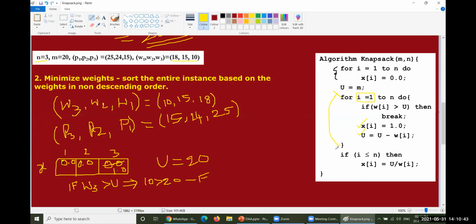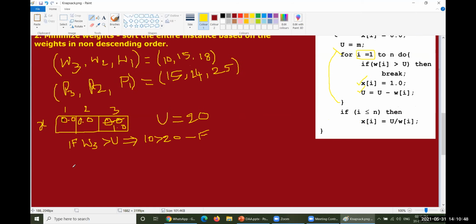And then followed by U equal to U minus Wi. So U will be updated: U equal to U minus W of 3, that is 20 minus 10. That will be, you have 10 more units of space in the knapsack. Then i gets incremented, that is, i goes to the next weight, that will be W2. The same conditions will be followed here.